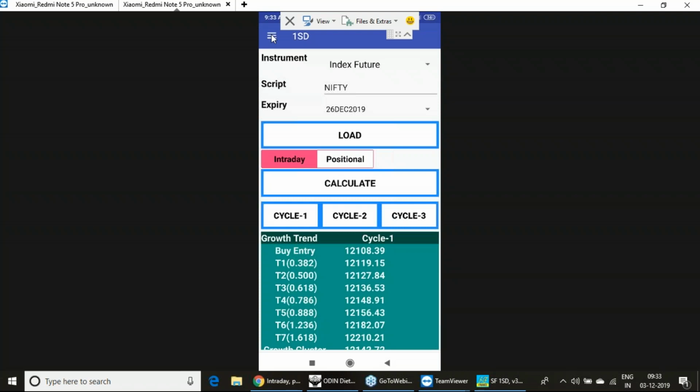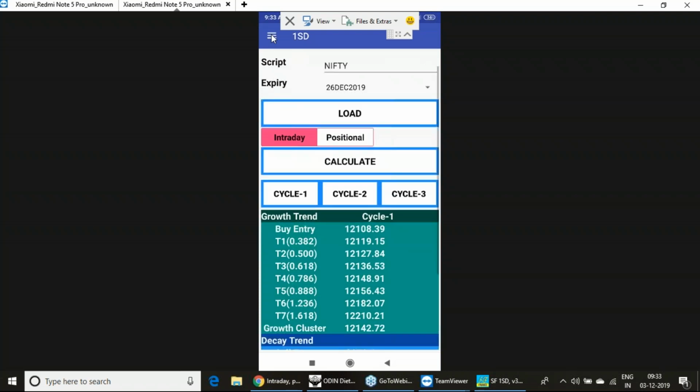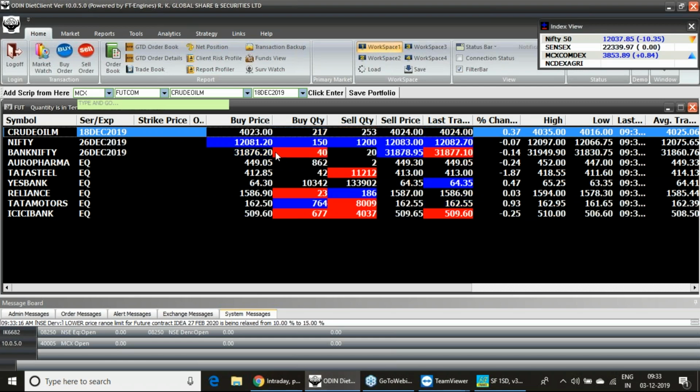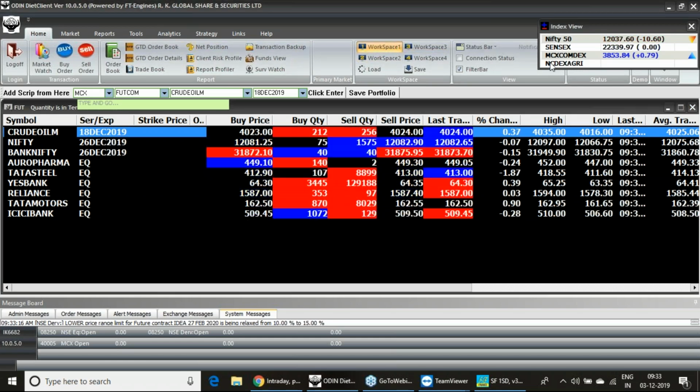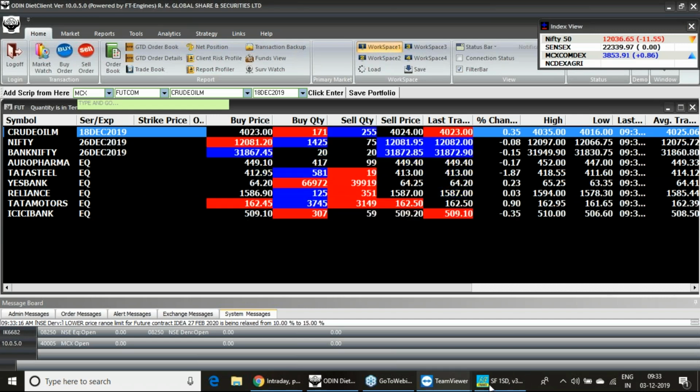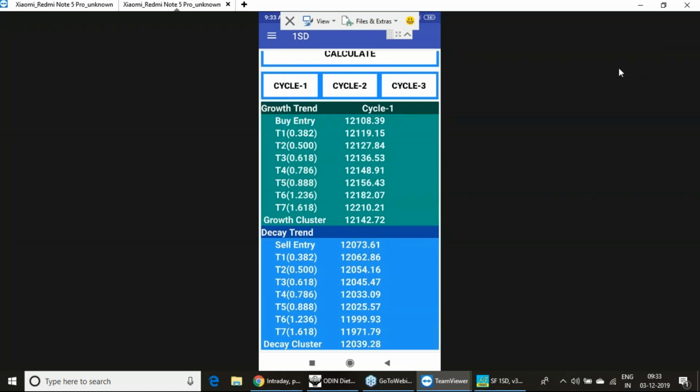I am just going for the index, which I have analyzed, you can see here. It is telling me to buy at 12,108 or sell at 12,073. Currently we are at 12,083. It has gone to 12,097 also, and 12,066 also. So now this is our calculation: 12,108 we should buy, 12,074 we should sell. Currently we are at 12,083.